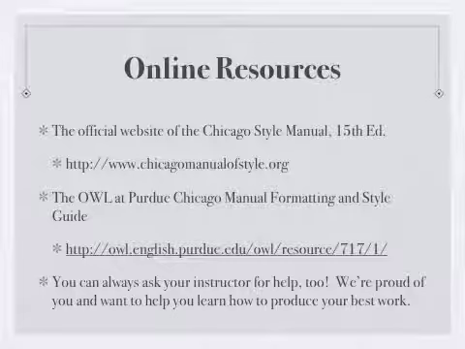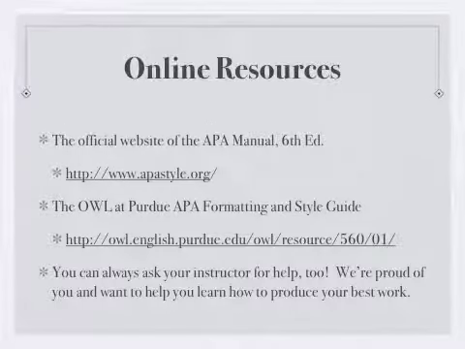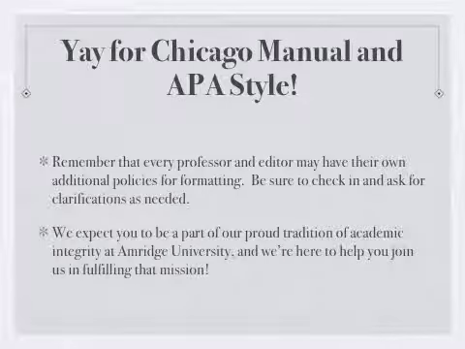What if you're using APA? Well, there's the main website for APA style. There's also an OWL Guide at Purdue for that, and you can find the link here too. And we're still proud of you, even if you're using APA. And we want to help you to learn how to produce your best work using APA formatting as well. Chicago Manual and APA style, they're your key to avoiding plagiarism problems and helping to get the highest possible grade.